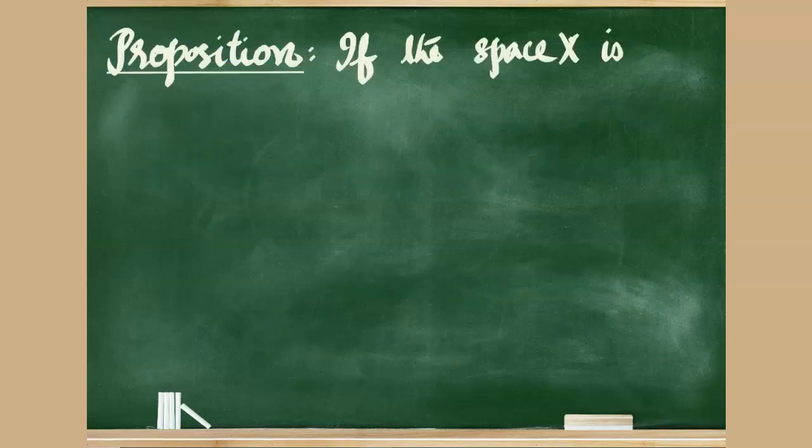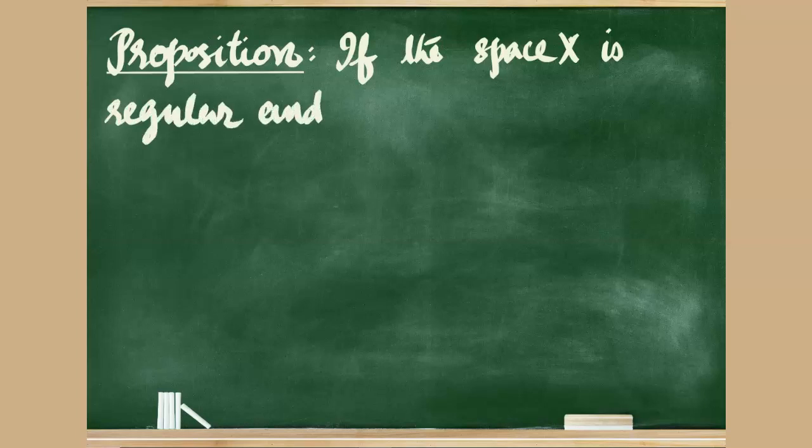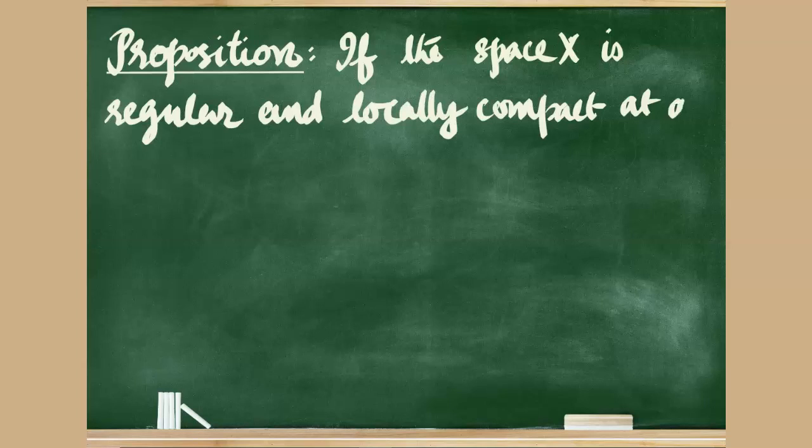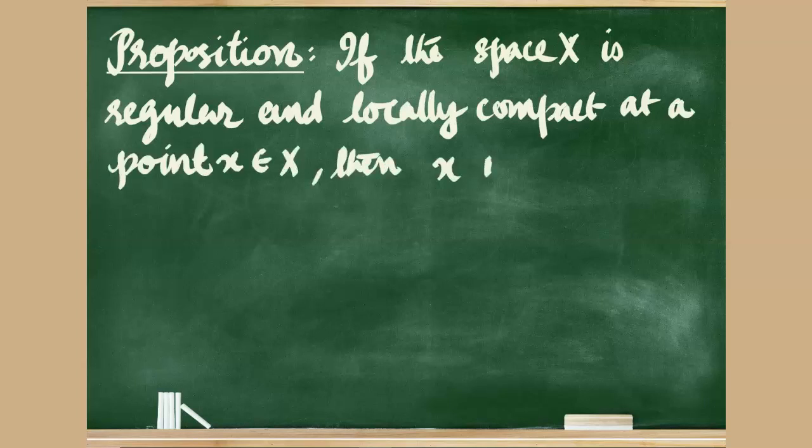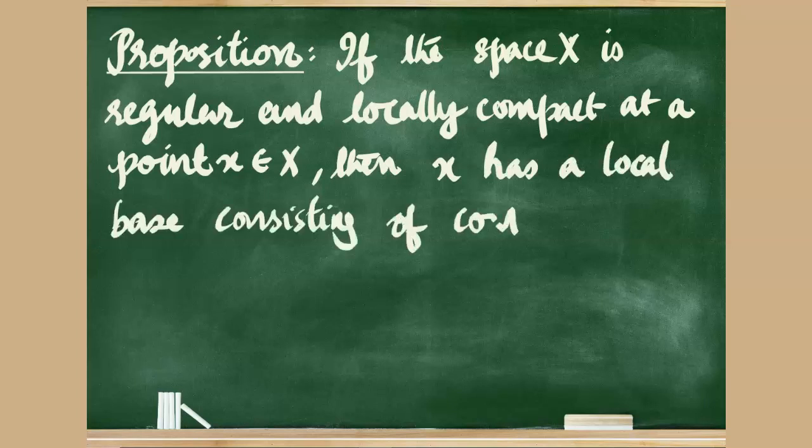Proposition: if the space X is regular and locally compact at a point small x element of capital X, then small x has a local base consisting of compact neighborhoods. We need to assume that the space is regular and locally compact at the point small x.